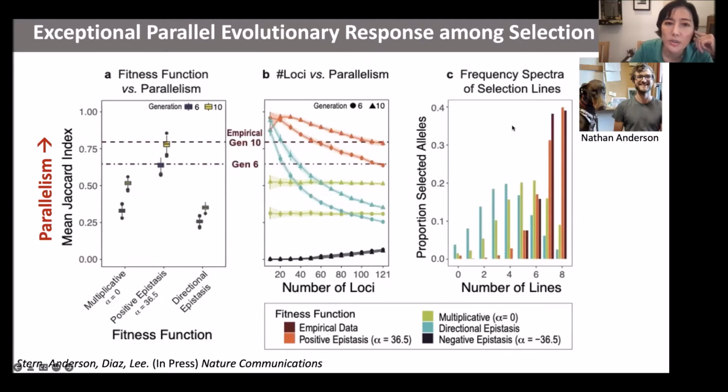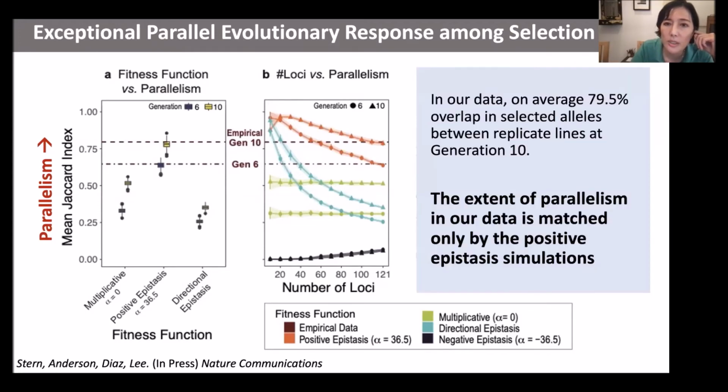He can answer some of the details on the simulations if you want. But we see here that our empirical data, shown by these dotted lines, are right here on these graphs. And we compared the results, the degree of parallelism between our empirical results to simulations of our data using different models of epistasis, and also compared to the multiplicative model where the effects of alleles are independent.